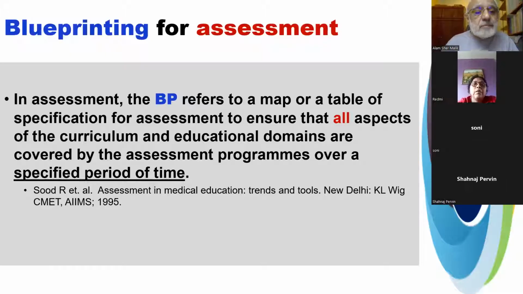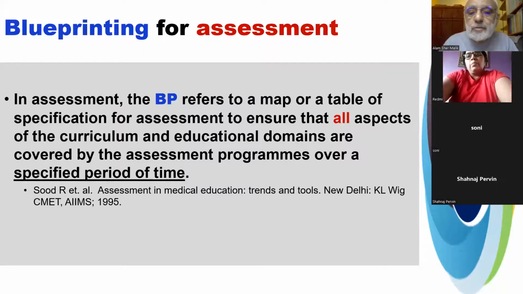Blueprinting for assessment. The blueprinting refers to a map or a table of specification for assessment. And it is to ensure that all aspects of the curriculum and educational domains are covered by the assessment program over a specified period of time. Now, here is an important point: specified period of time. When we are talking about blueprinting of assessment, that does not mean that we have to cover everything in our annual examination. It can be part of continuous assessment and other assessments as well.